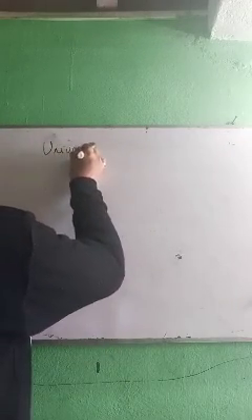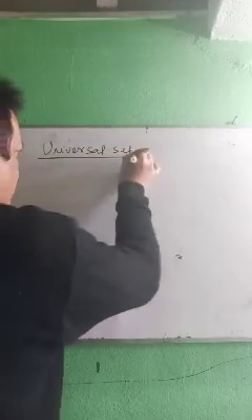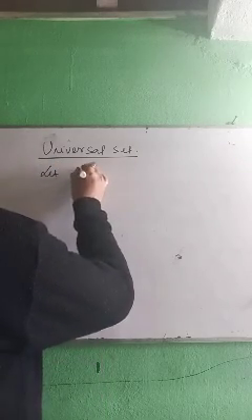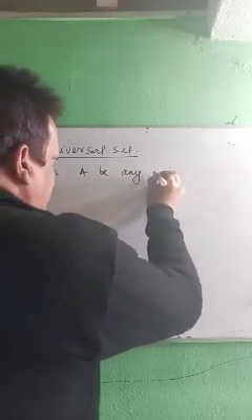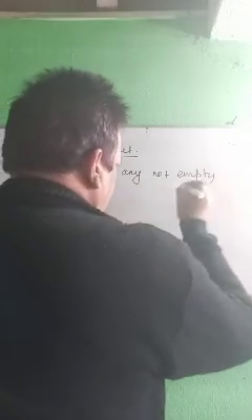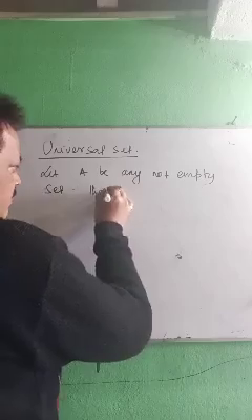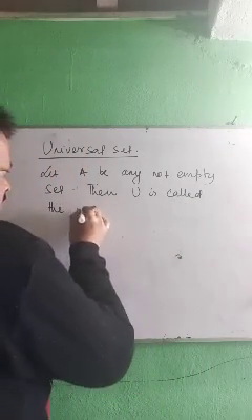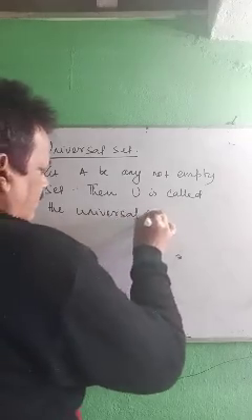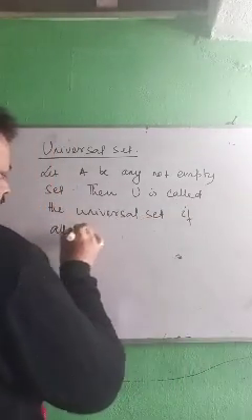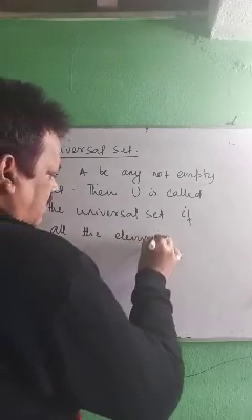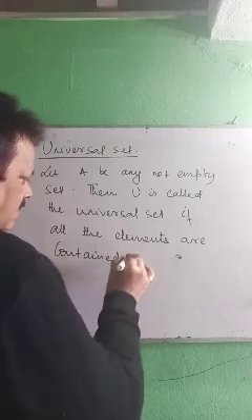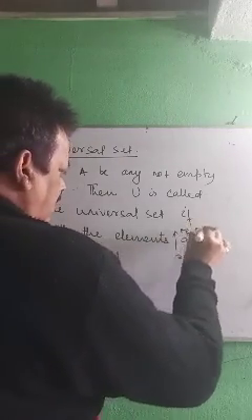Universal set. Let A be any non-empty set, then U is called the universal set if all the elements of A are contained in U.